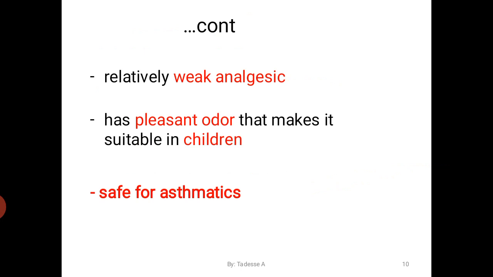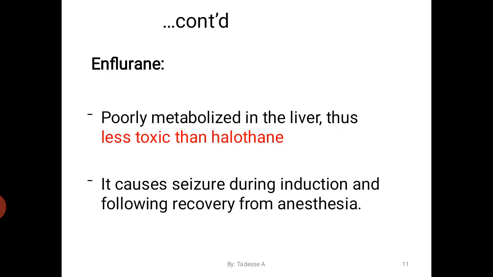Halothane has a pleasant odor, which is suitable for children, and some anesthetic agents have a problem in asthmatic patients, but halothane is safe for asthmatics. This is an important point about halothane. Enflurane is another general anesthetic agent. Since it is poorly metabolized in the liver, it is less toxic than halothane. As I have discussed, halothane has a liver toxicity effect if taken repeatedly, whereas since enflurane is poorly metabolized in the liver, the liver toxicity is less as compared to halothane.